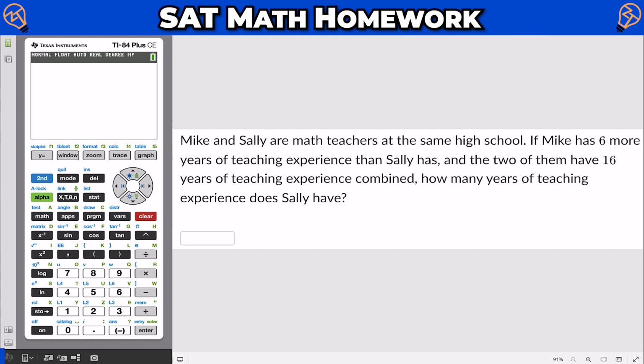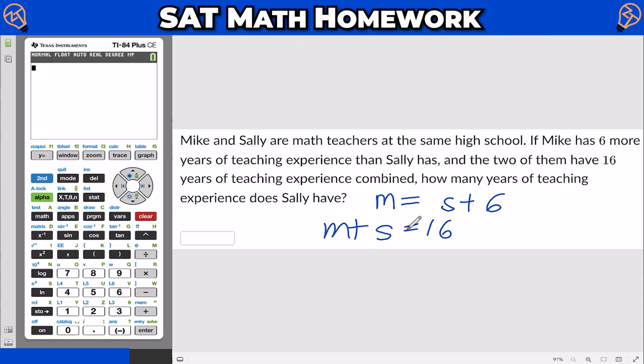So let's go ahead and write these equations out as we read the problem. That's exactly how I would do it in real time anyway. It says Mike and Sally are math teachers at the same high school, so I know I'm going to be using M's and S's. If Mike has 6 more years of teaching experience than Sally has, and the two of them have a total of 16 years of teaching experience combined, how many years of teaching experience does Sally have?